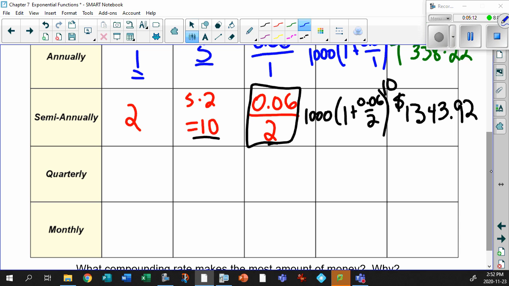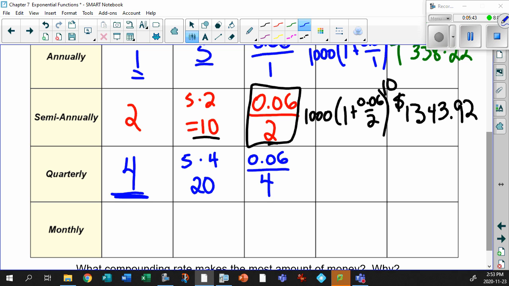Quarterly, of course, means 4 times a year. We're investing for 5 years. 5 years at 4 times a year looks like 20 investments to me, right? Okay, now remember your interest rate, which was 0.06, has to be divided by the number of times it's invested, because remember, 6% annually means 6% per year, so you're dividing it over 4 investments.